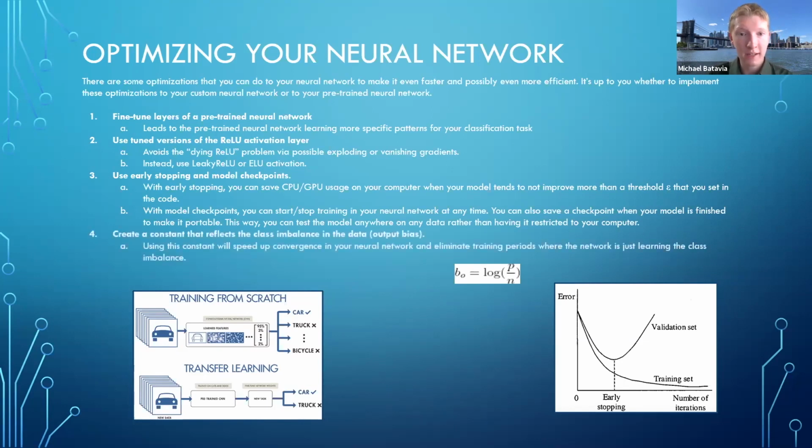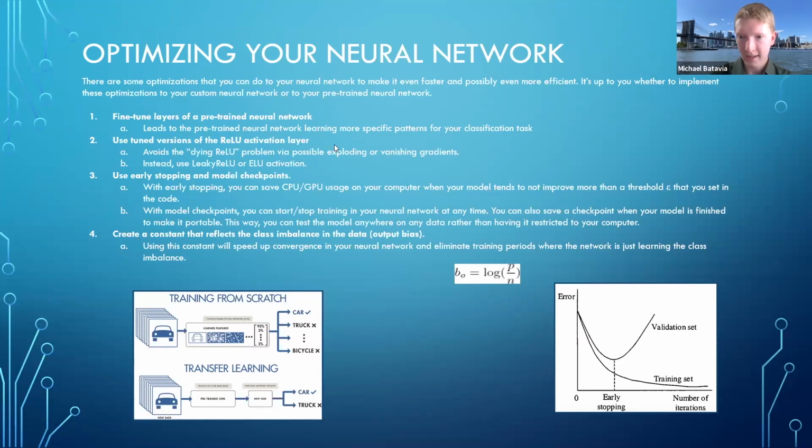And this is pretty important right here: creating a constant in the data that reflects the class imbalance, which is called an output bias. Now, I already talked about using class weights, but this is another idea. This output bias will speed up the convergence, which is like how quickly the neural network trains, and eliminate training periods where the network is just learning, oh hey, there's a class imbalance. And there's a formula. It is this formula. P stands for the positive class, N stands for the negative class. I believe log is the binary logarithm.